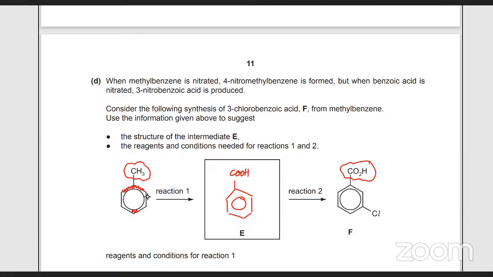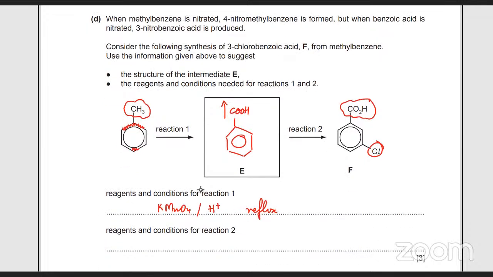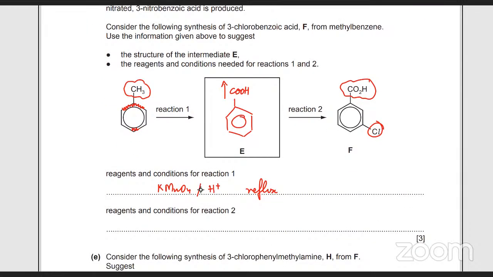और उसके बाद फिर उसको chlorinate करो. The carboxylic acid group is an electron withdrawing group. So the chlorine is going to get attached to positions number 3 and 5. So for reaction 1, it's KMnO4 acidified in reflux. Achha, for the other one, that's the catalyst wala Cl2 plus AlCl3. And that's your catalyst.